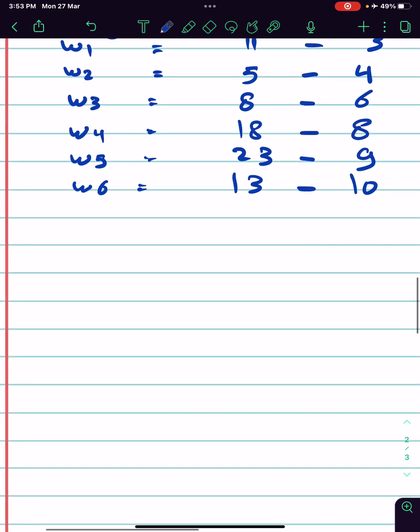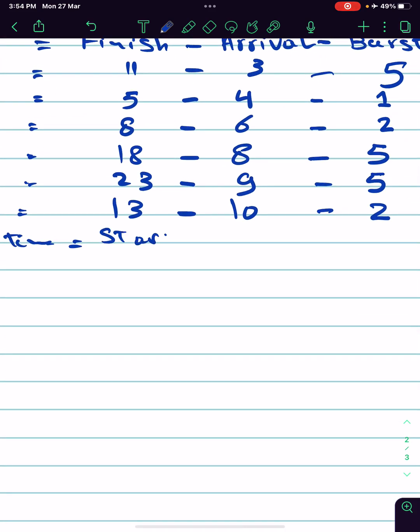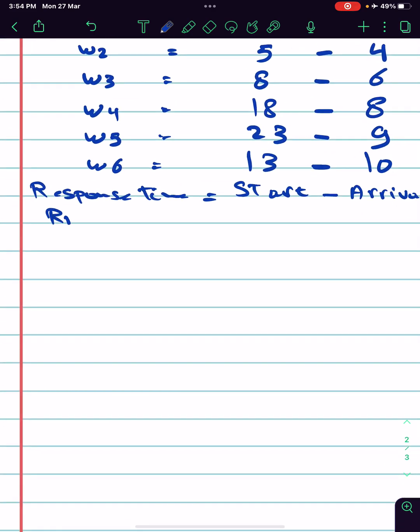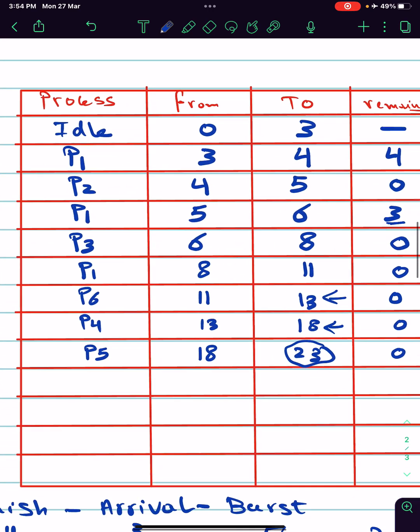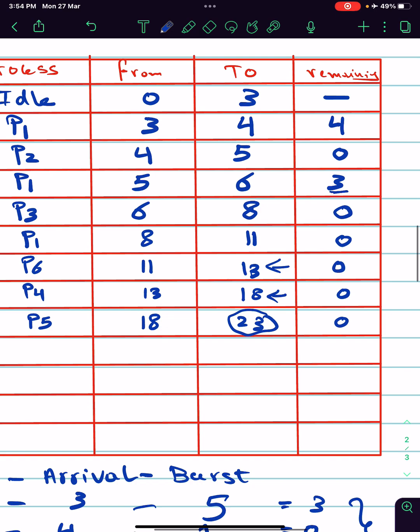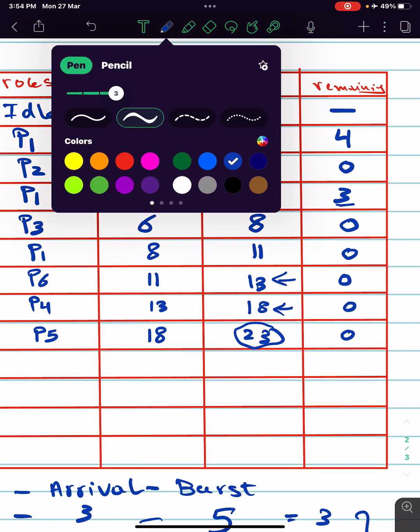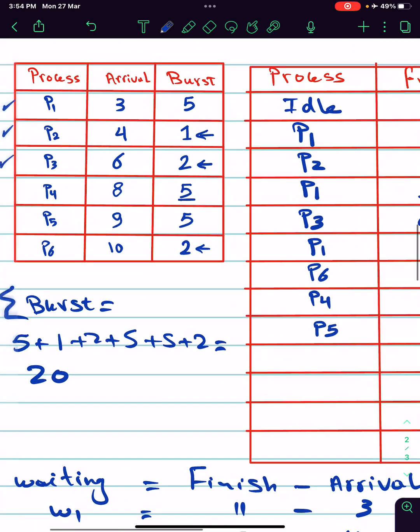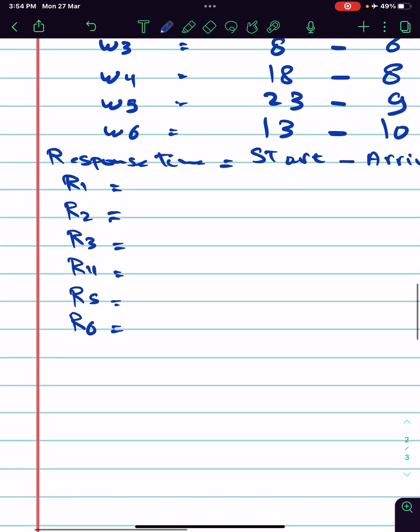How about the response time? Let's do it. As you know, the response time equals the start minus arrival. So let's calculate now response 1, response 2, response 3, response 4, response 5, and response 6. Okay, response 1 for process 1. If you look at the table, we started at time 3, and P1 arrived at time 3. So this is going to be 3 minus 3. This is going to be a 0.